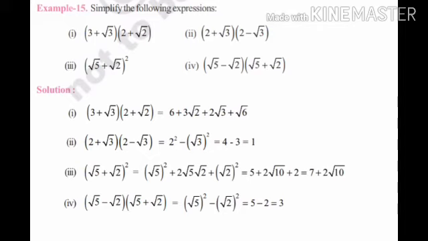Solution for fourth question. Root 5 minus root 2 into root 5 plus root 2, that is equal to root 5 whole square minus root 2 whole square. Here we apply a minus b into a plus b, that is equal to a square minus b square. Then root and square cancel, we get 5 minus 2, that is equal to 3.